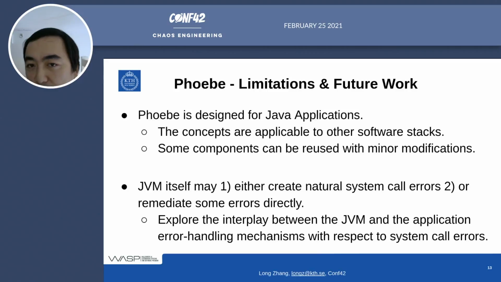For example, for all kinds of executables in the Linux operating system, we can always use Phoebe to monitor their system call invocations and also to summarize the naturally happening errors in system call invocations. This means some components can be reused with minor modifications, such as the monitor, the visualizer, and also the system call injector. And the second limitation is the JVM itself. To be honest, it may either create natural system call errors or remediate some errors directly. So this is only our first step, but in the future, I think it would be interesting to explore the interplay between the JVM and the application error handling mechanisms with respect to system call errors.